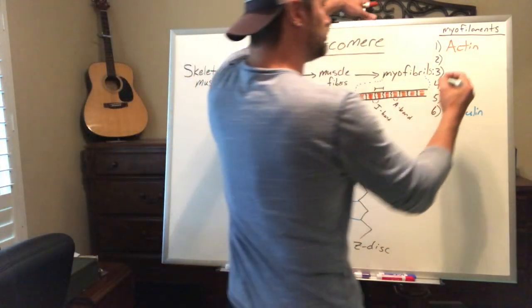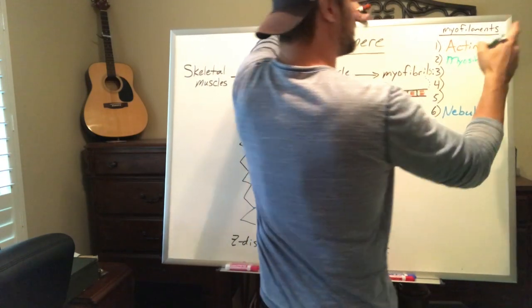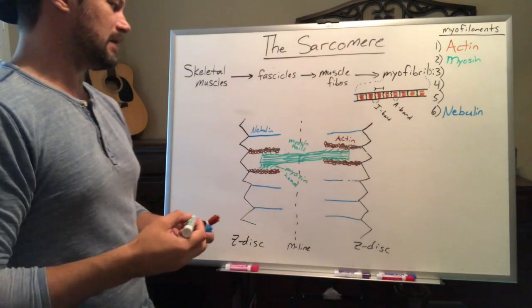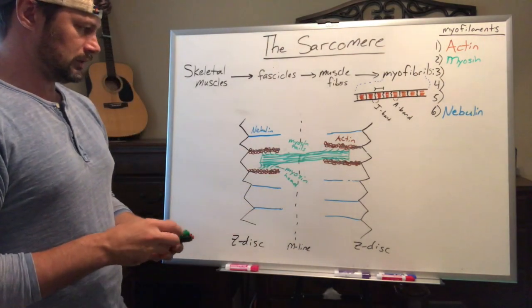And this will be the number 2 thing we write here, which is myosin. Myosin, remember, is made up of both myosin tails and myosin heads.